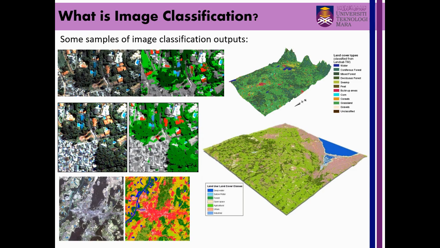Okay, so these are some samples of image classification outputs. As we can see here, the left figure is the original raster image, and the right figure is the image classification output. By the end of the classification process, you will produce the classification map or classification image with symbols that represent the real world. So for example here, we have several classes, which are water, coniferous forest, mixed forest, deciduous forest, swamp, and many more. Each class is represented with its own color code, which differentiates one class from another.